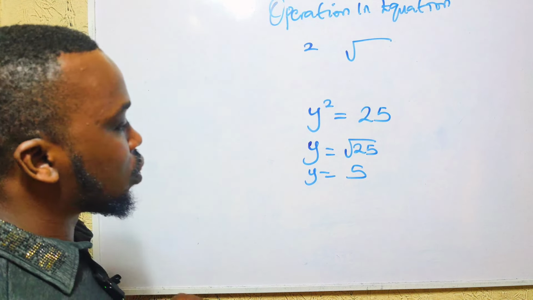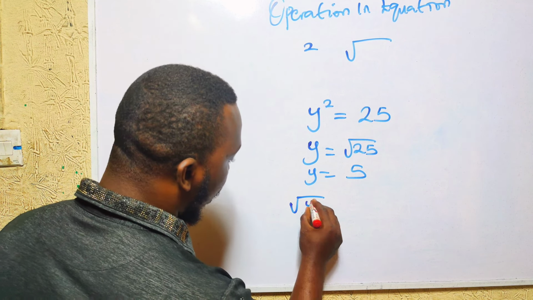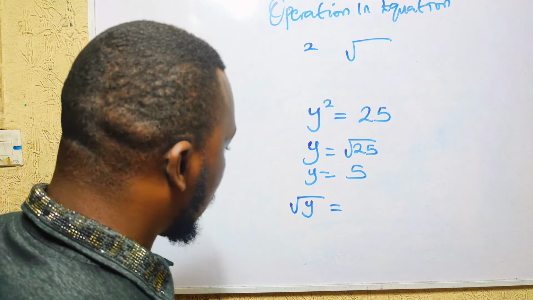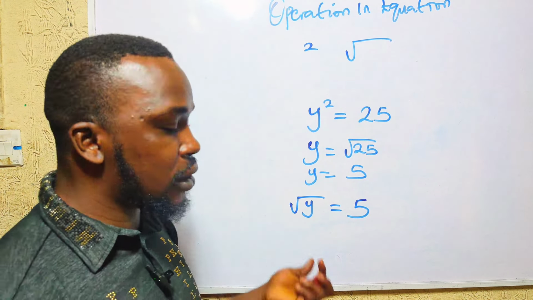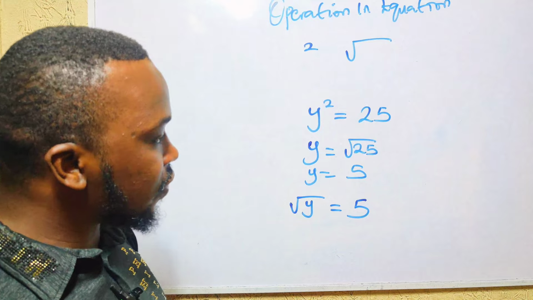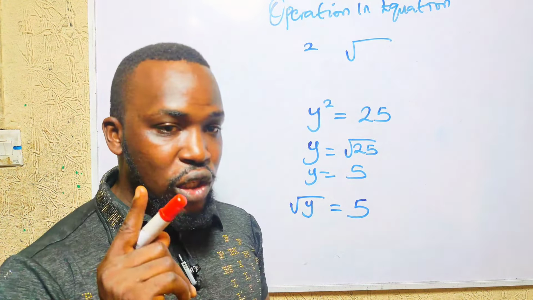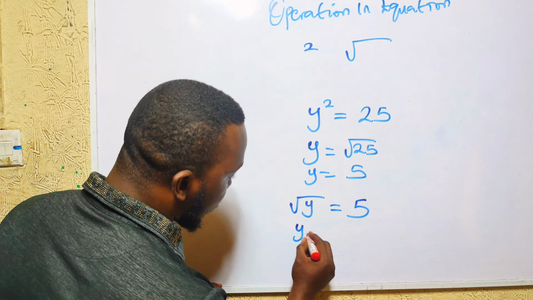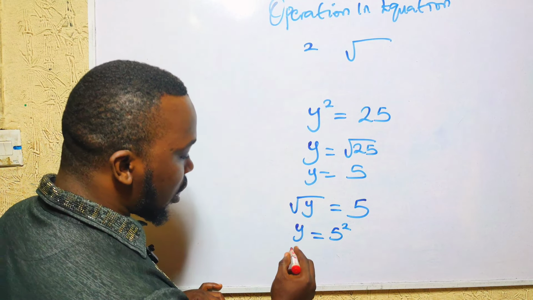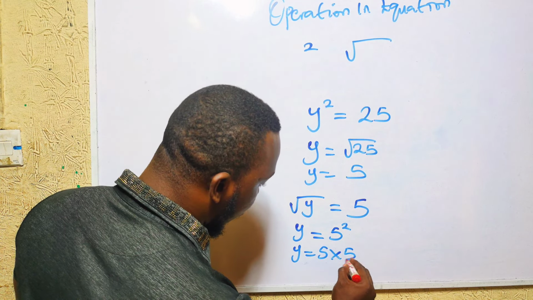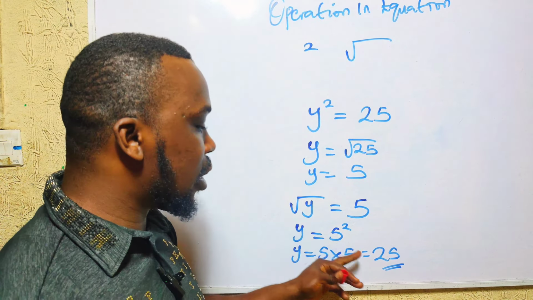Now, let's go to square root. When you have square root of y is equal to 5, what is the value of y? The same thing applies again. When this square root crosses the sign of equality, it is going to change to square, which is y is equal to 5 raised to power 2, because this will change. Therefore, y is equal to 5 times 5, which will give us 25. Therefore, the value of y in this equation is 25.